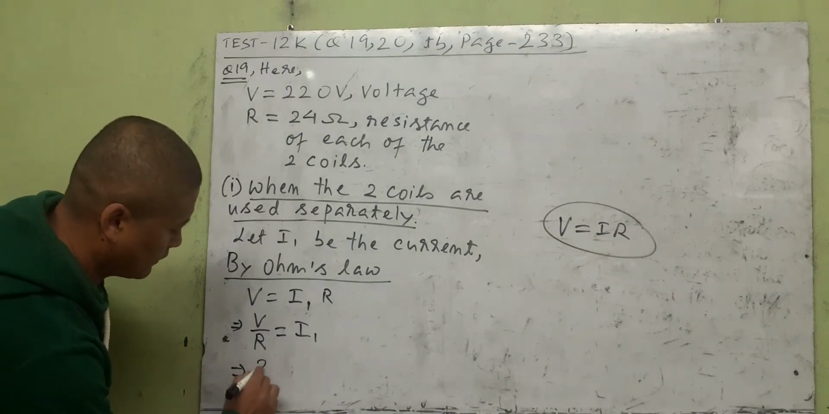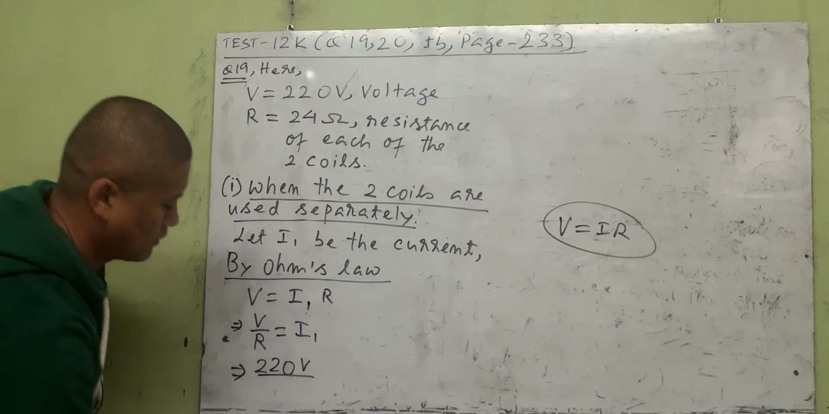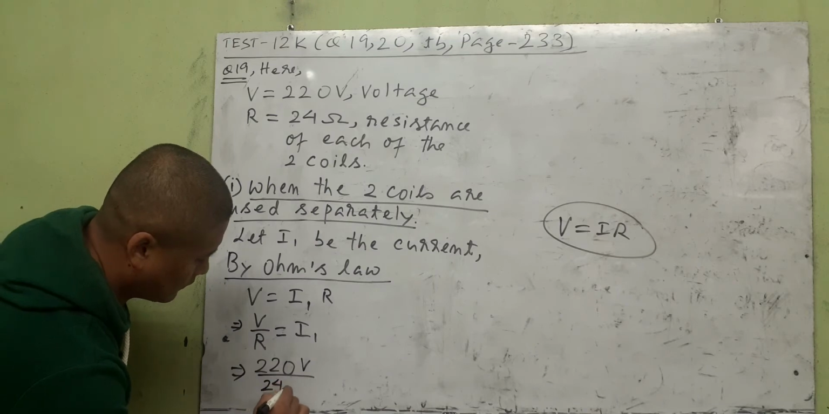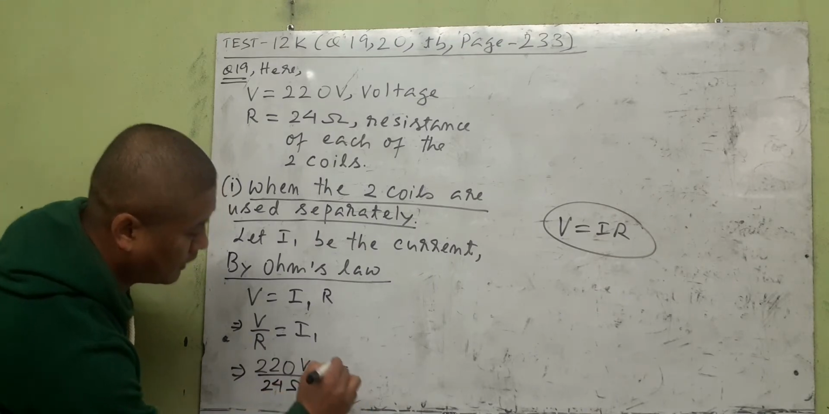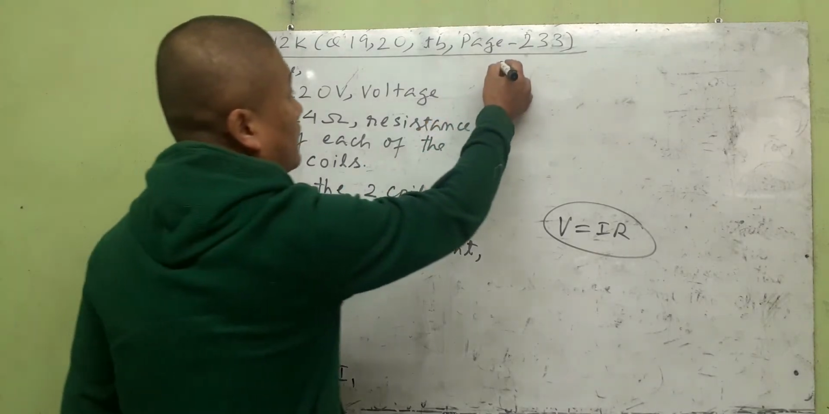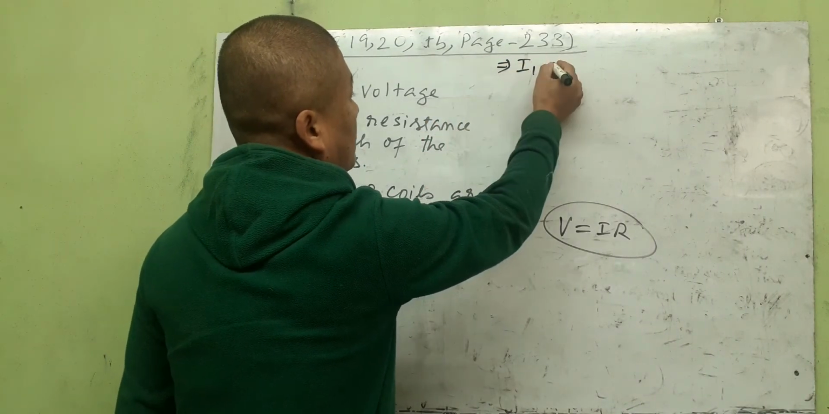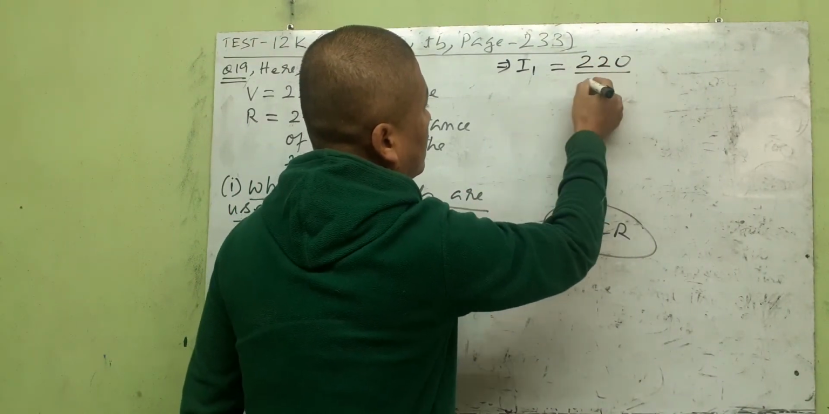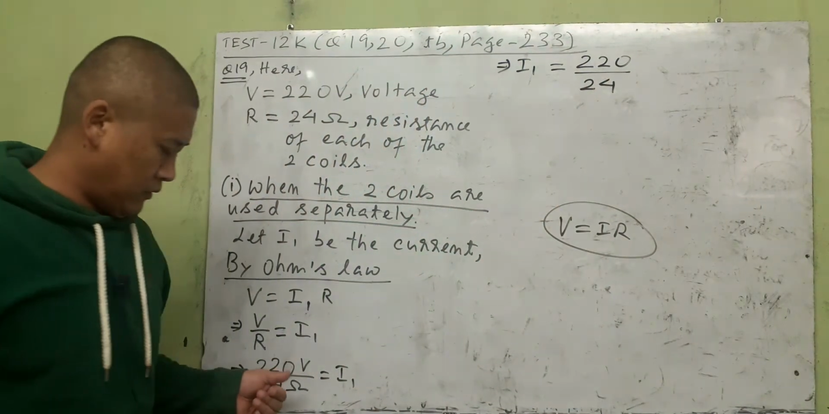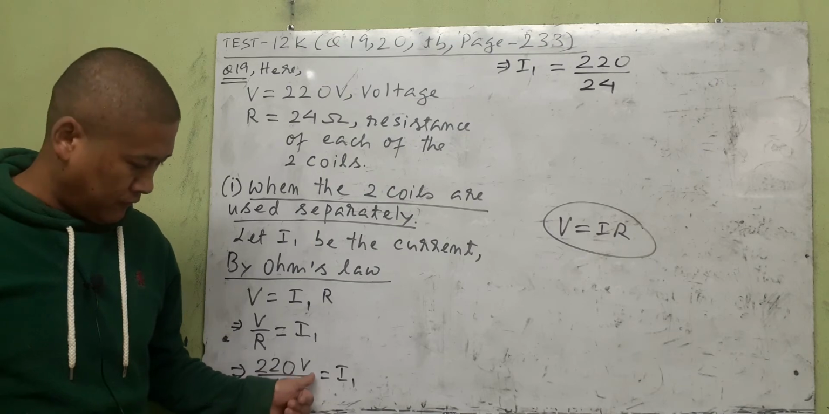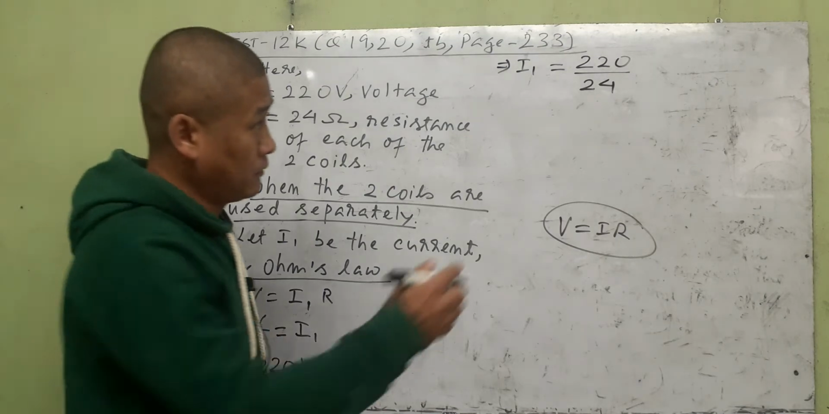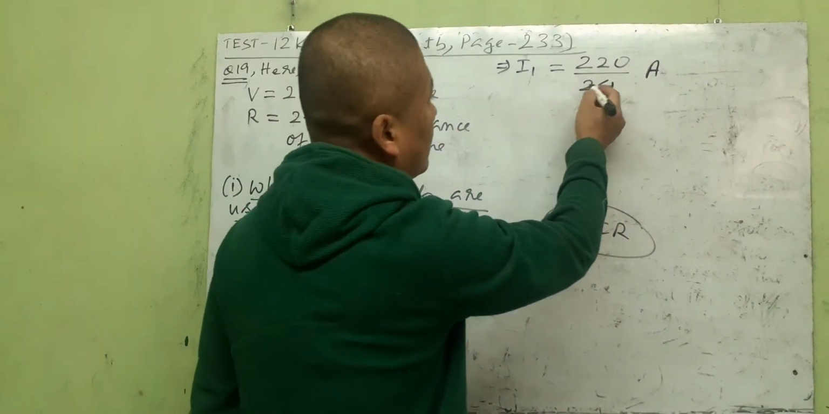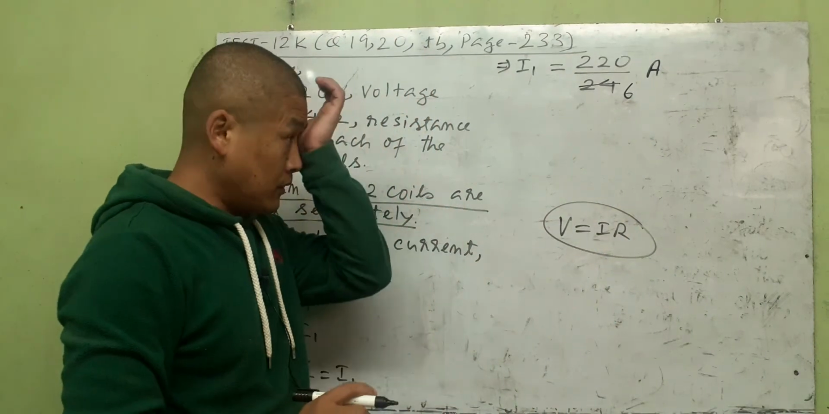So we write here V is 220 volt, as we can see here, and R is, as we can see up there, 24 ohms. This is the value of the I1, right? So we can write that as I1 equal to 220 divided by 24. And we know both these units are in SI units, so volt by ohm is nothing but ampere, the SI unit of current, I1 current. So 4 6s are 24, right?